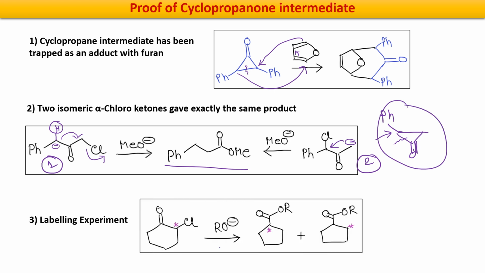The third one, labeling experiment. Here if we mark this carbon, suppose it is carbon-14, then the cyclopropanone intermediate that will be first generated is like this, where this carbon is marked. Now two different types of product we will get depending on which side the C-C bond is broken. So two possibilities are there. See here the marking is at this carbon. So if you are breaking the left hand side C-C bond, then you will be getting the second product, and if you are breaking this side, then directly that is the first product you will get, right?